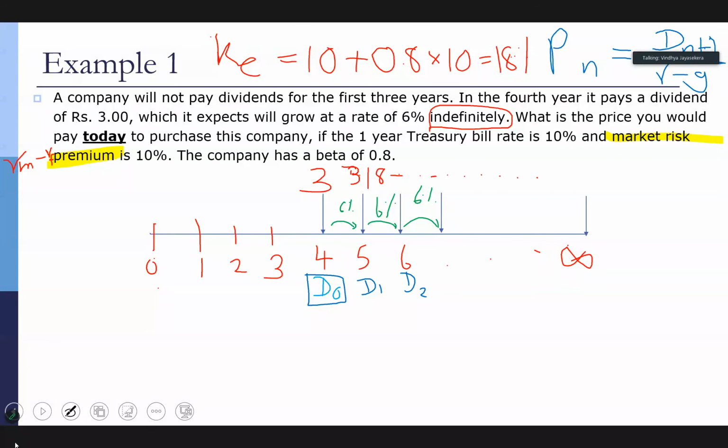So now I'm using the fact that D naught is year zero. Sorry, what am I saying? Year 4 is equivalent to year 0, right? So I'm trying to find the price at this point. The price at this point. So based on that, what are we saying? We are trying to find the price at year 4.